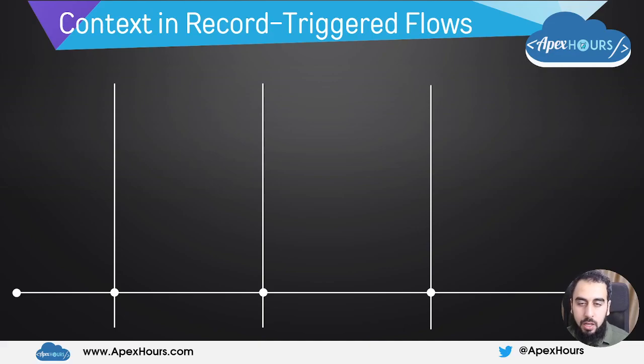Let's talk about context in record triggered flows. And what we mean by context is that when you create a record triggered flow, it's going to ask you, are you creating a fast field updates flow, or an actions and related records flow? These are the two options. And this is what we mean by context. It's one of these two options.